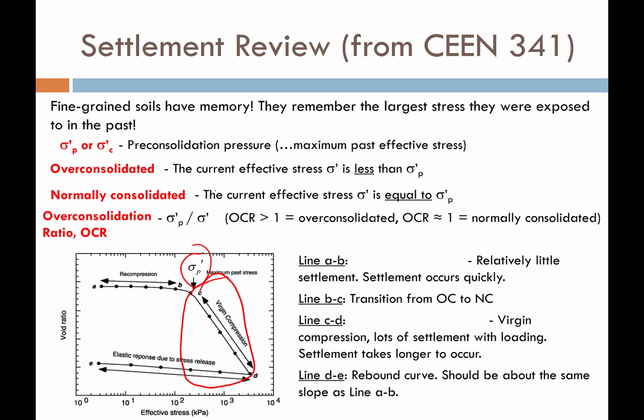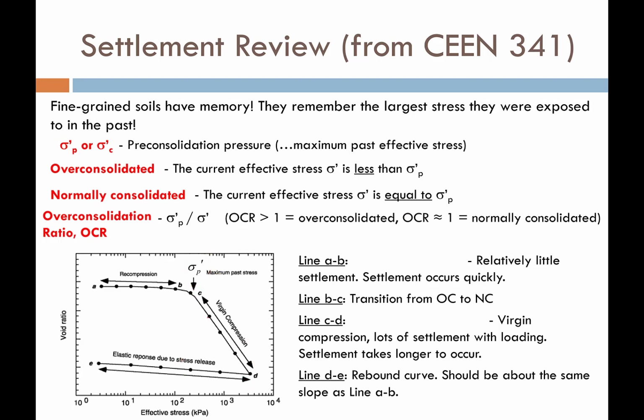This ratio is what we call the over-consolidation ratio, or the OCR. So if the pre-consolidation stress is larger than the current effective stress, then that OCR, that ratio, is going to be greater than 1. So if OCR is greater than 1, the soil is over-consolidated. If the pre-consolidation stress is equal to the current effective stress, then OCR is going to be approximately equal to 1, and the soil becomes normally consolidated.